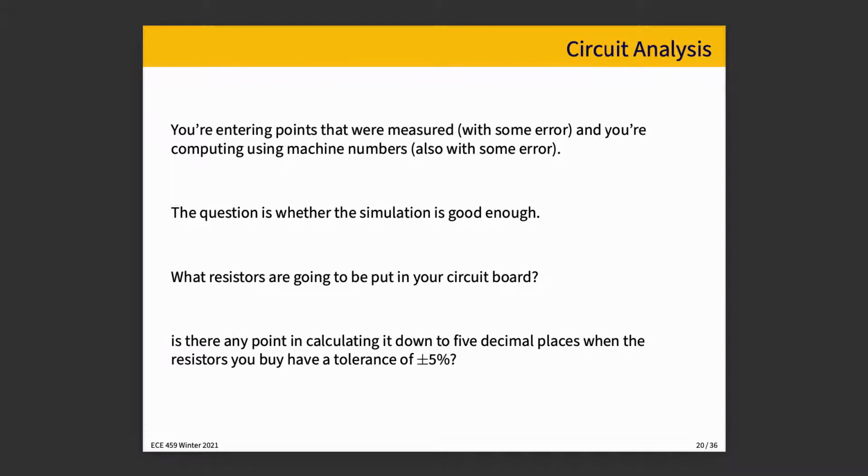So here's an example: circuit analysis. Let's not get too caught up in circuits as a topic, because this isn't a circuits course, but it's a good example of where we are trying to do a simulation, and the simulation is going to have some precision, but not infinite. And when you do a scientific computation, you are entering points that were measured with some error, and they're computed using machine numbers, which also themselves have some error.